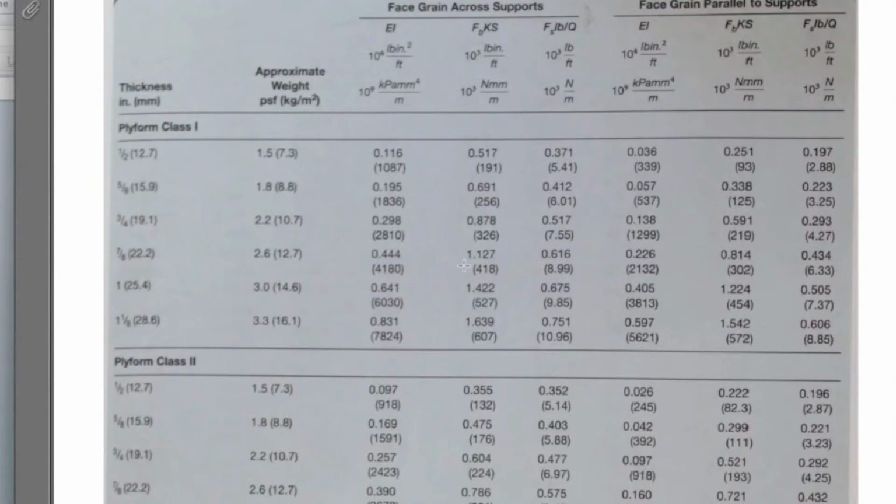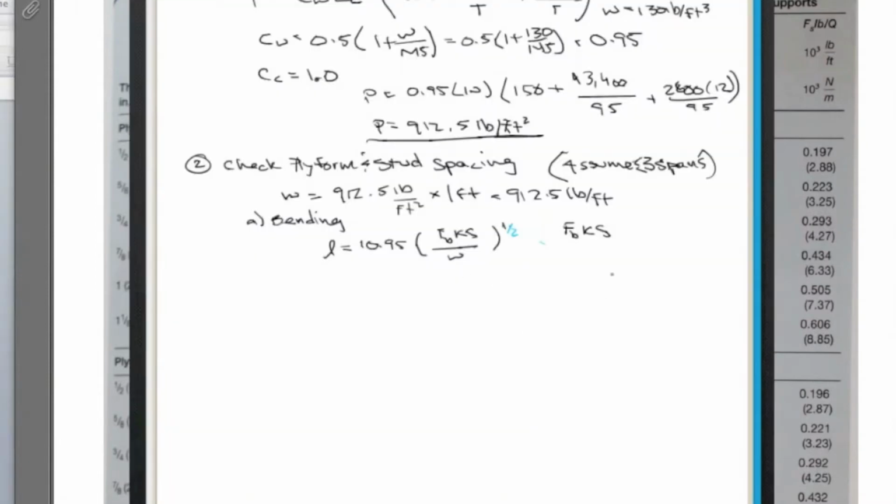Just for simplicity, this is the table that we're going to get EI, FsIb over Q, all from, so we don't have to refer back every time. Okay, so in this case, FbKs is 1.127 times 10 to the 3. So we plug this in, we get 10.95 times 1.127 times 10 to the 3 over w, which we found here is 912.5. Take the square root of that, and we get L for bending of 12.17.